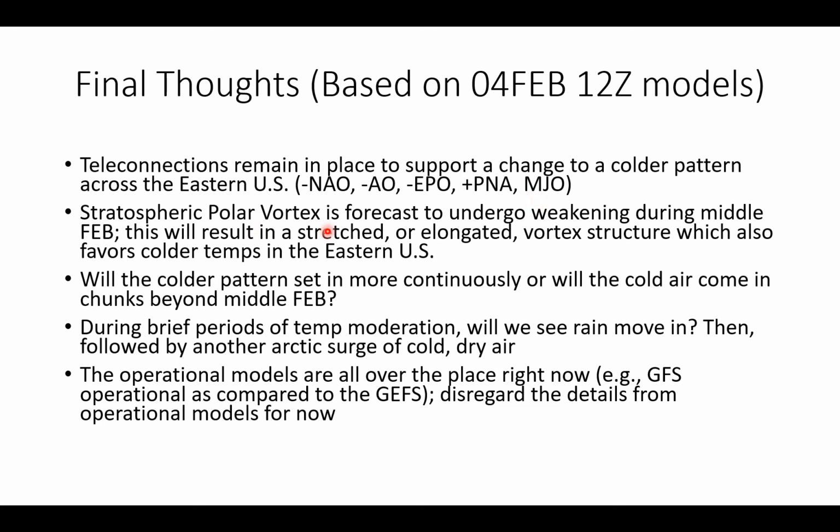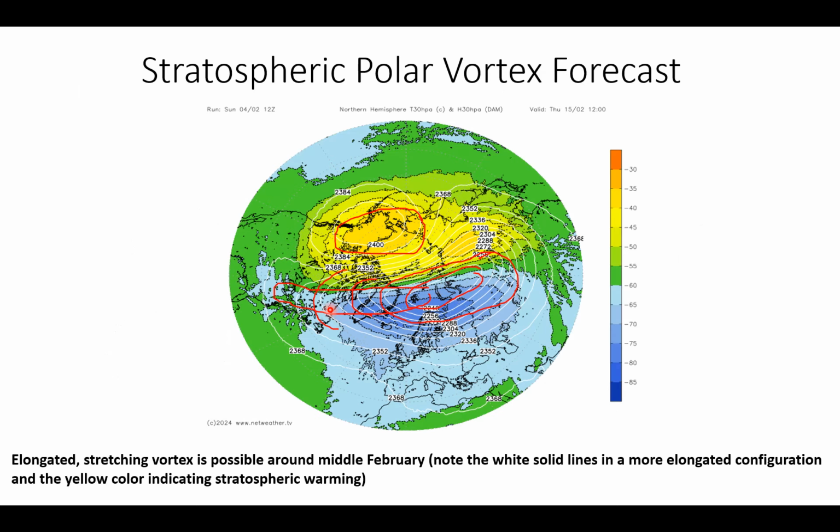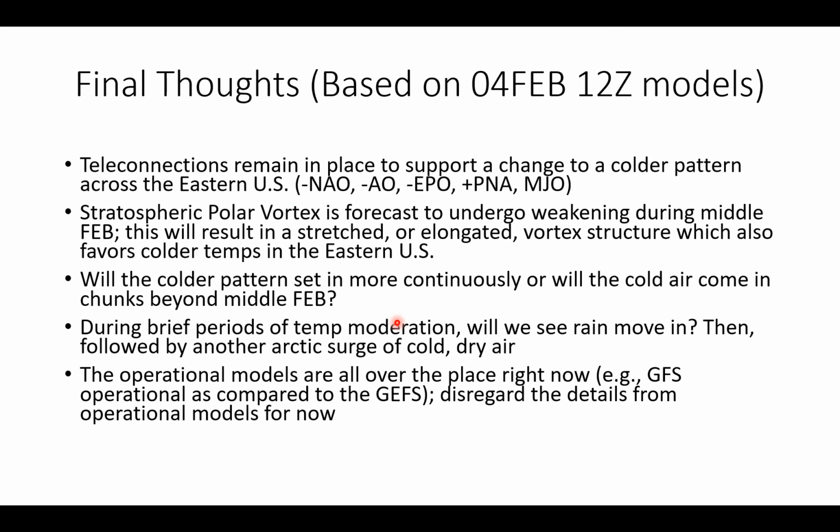The stratospheric polar vortex is forecast to undergo weakening during middle February. This is going to result in a stretched or elongated vortex structure, which I showed you, that also will favor colder temperatures in eastern North America as well as the eastern U.S. This here, guys, this is it. Stretched out polar vortex.